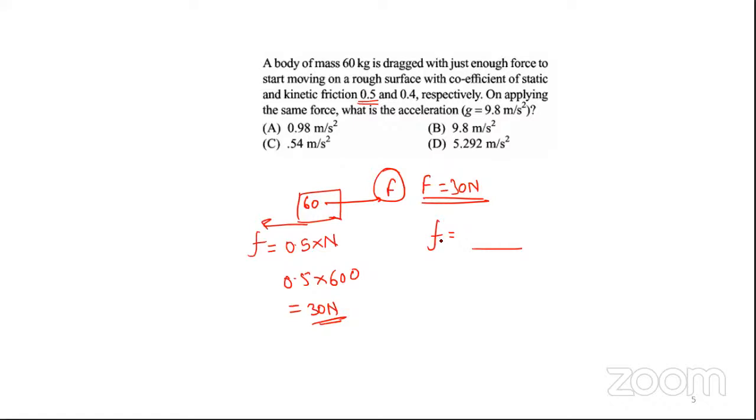The new frictional force, which is kinetic friction, will be 0.4 into 600, that will be 240 newtons. So there is 60 newtons extra acting on the body. So force equals mass into acceleration. So my A will come out to be... I'm sorry.